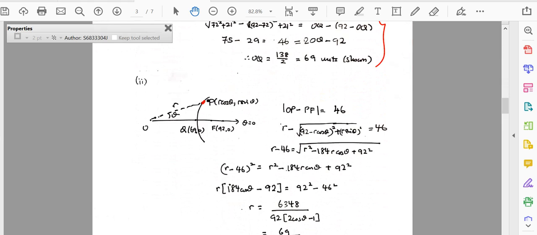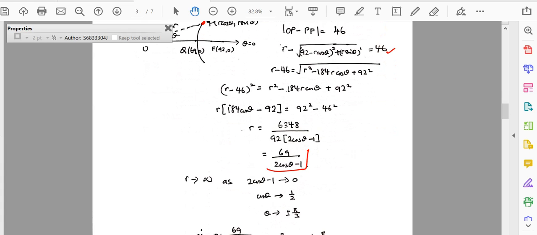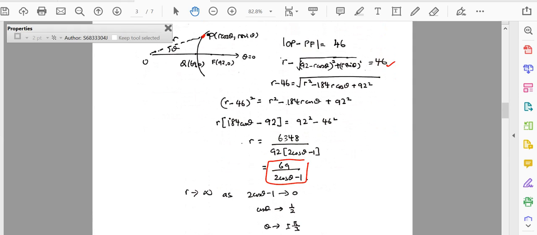And then to use the idea that, in this case here, I used the idea because I didn't involve e, that OP minus PF is equal to 2A, 46. So that gives us this expression involving r and theta. So your job is to simplify. Once you have this line, the rest of it is to open up to make r the subject. So we end up with r being like that: 69 over 2 cos theta minus 1.